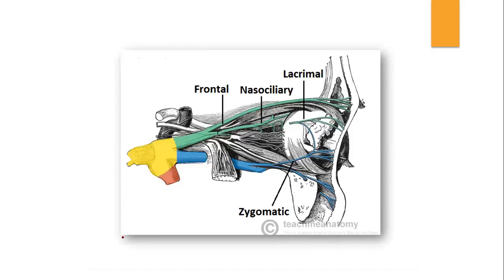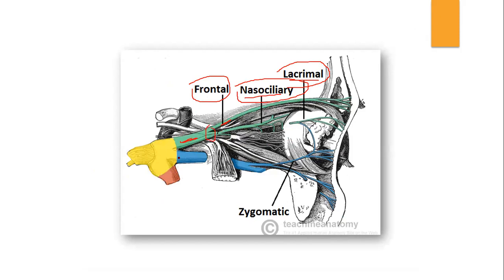When we talk about the branches of specific divisions, I'm just going to talk about the ophthalmic division. It gives the frontal branch, the nasociliary branch, as well as the lacrimal branch. Now, these are the branches that you have already studied in the orbit, and all these branches are actually passing from the superior orbital fissure to enter the orbital cavity, as you can clearly see it here.